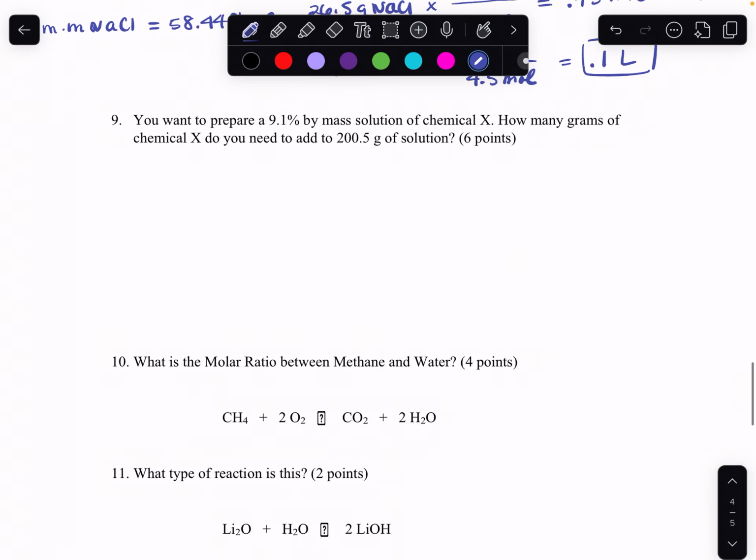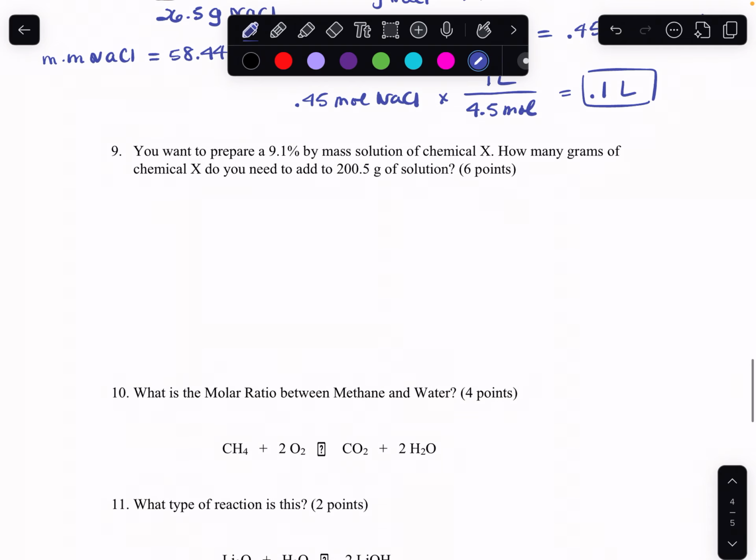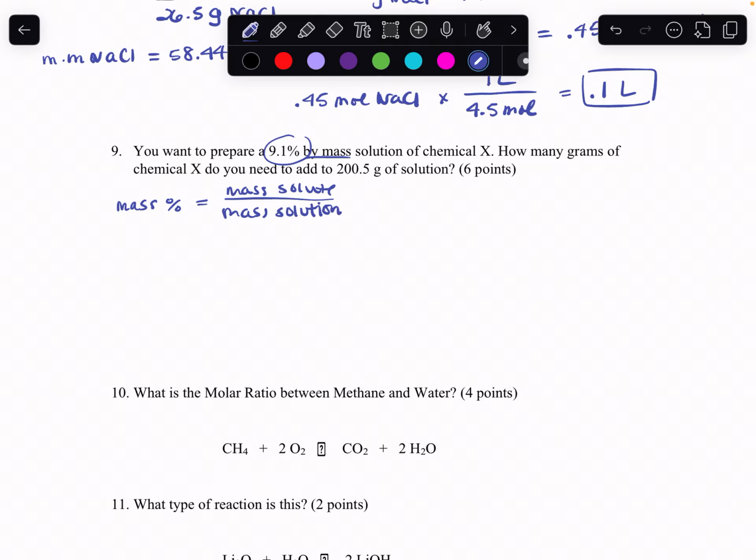Okay, number 9. You want to prepare a 9.1% by mass solution of chemical X. How many grams of chemical X do you need to add to 200.5 grams of solution? All right, so I'm seeing a lot of different concepts here. I do see a percent, and it says by mass. So I'm going to assume that this is a mass percent problem. And so I'll flip to the front, and I will write down my mass percent formula, which is mass of solute over mass of solution, all of it times 100.